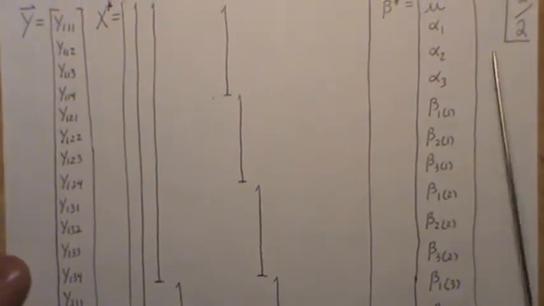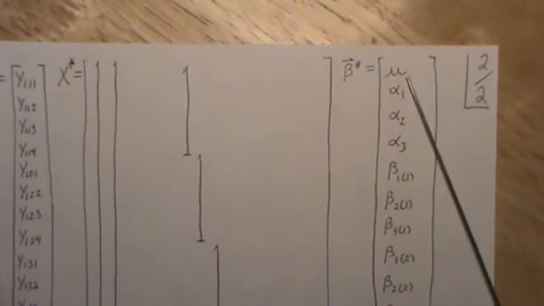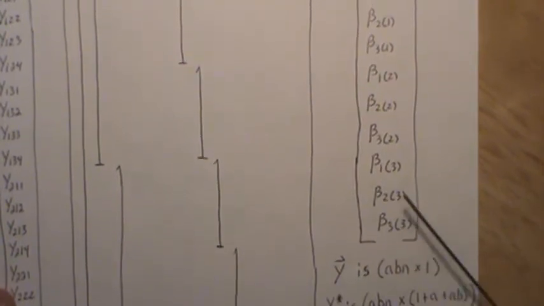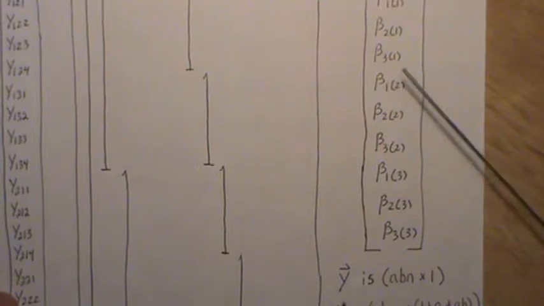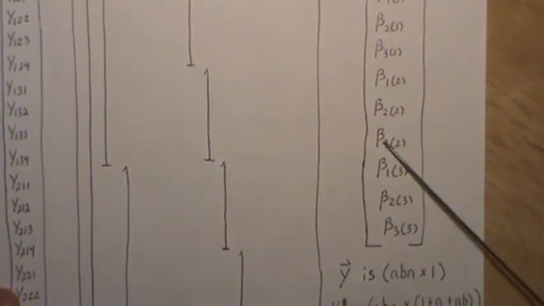So the beta coefficient is mu, alpha 1, alpha 2, alpha 3. Then there's beta 1, 2, 3 within level 1 of factor A, 1, 2, 3 within level 2, 1, 2, 3 within level 3 of factor A. Now these are all different. So we have 1, 2, 3, 4, 5, 6, 7, 8, 9 different beta parameters.